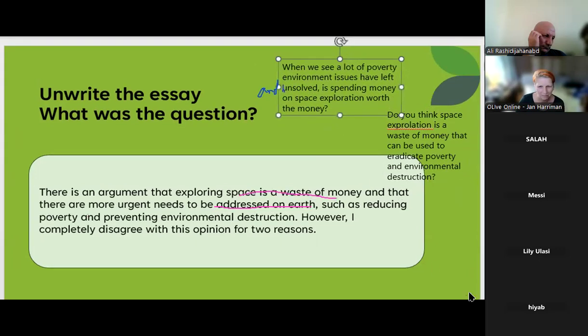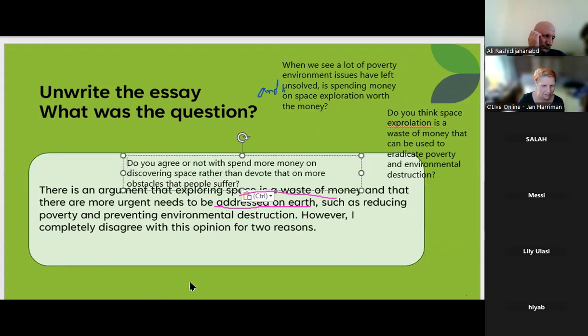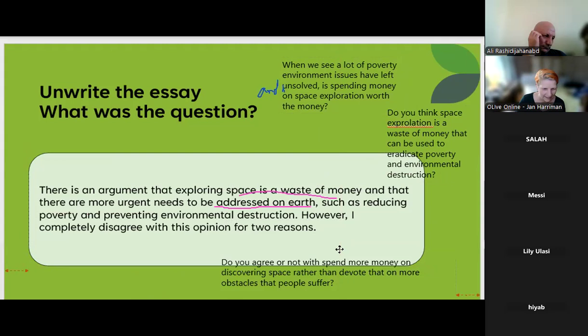I'm going to move this up a bit. Do you agree with spending more money on discovering space rather than devoting it to obstacles that people suffer? Really excellent examples. Bravo. Really good job. And the thing is that this is going to help you being able to do this. I'll make sure that these are even clearer when I publish this. Really well done. Those are excellent summations of the question this person is answering. Bravo. Well done. Okay, let's keep going and look at how they wrote it.